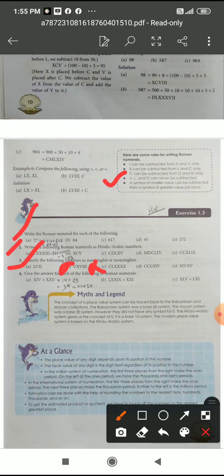But E bit you see, MVXB. Here also we follow that same rule. V is not subtracted, it can never be subtracted. So it is meaningless. So E is meaningless.